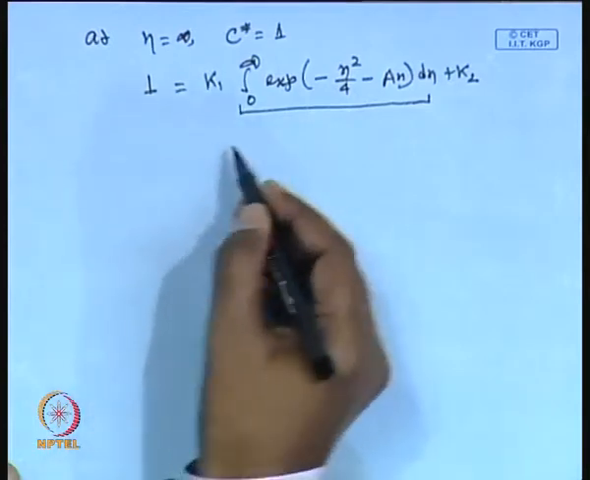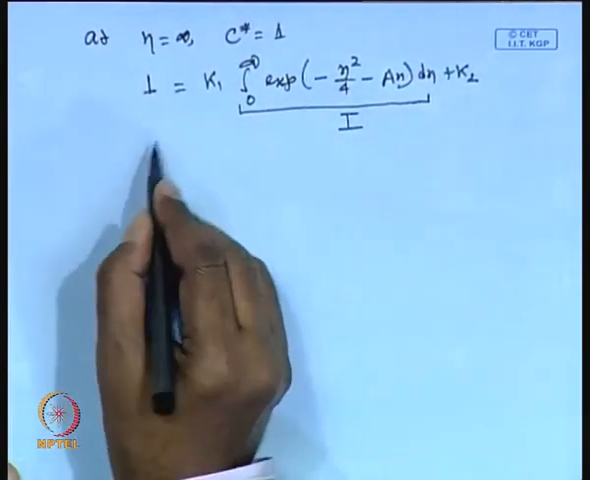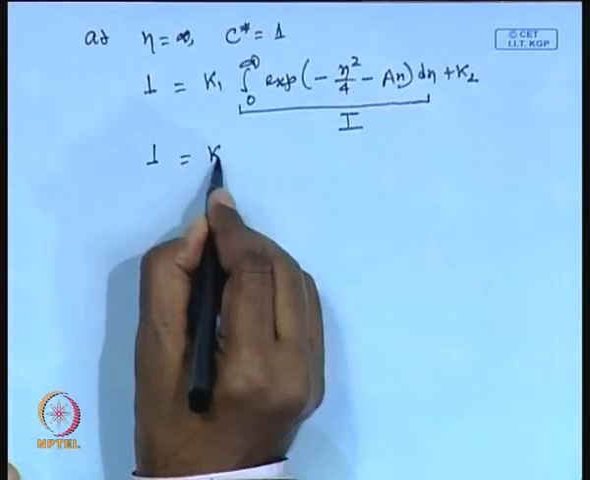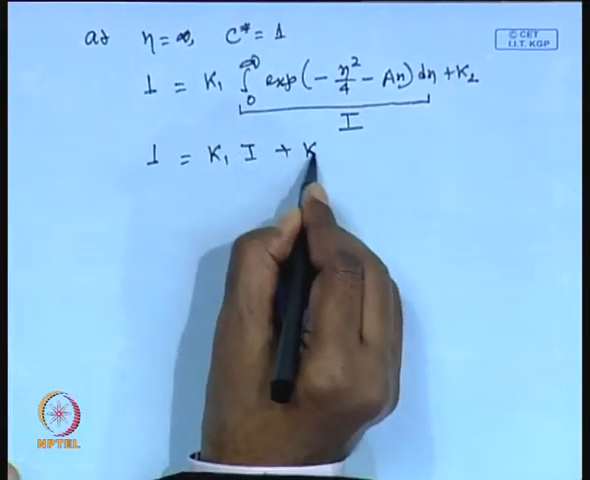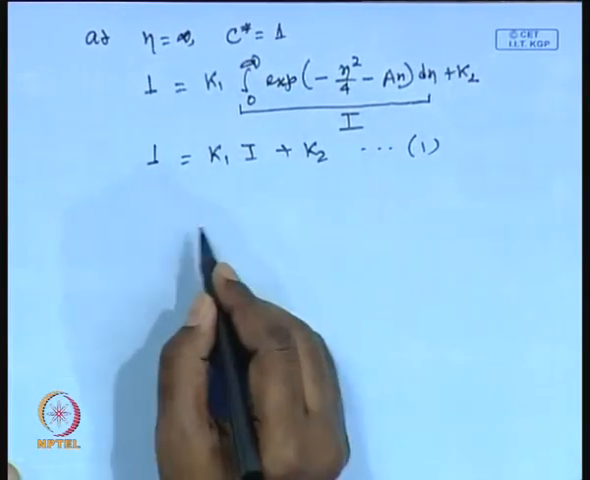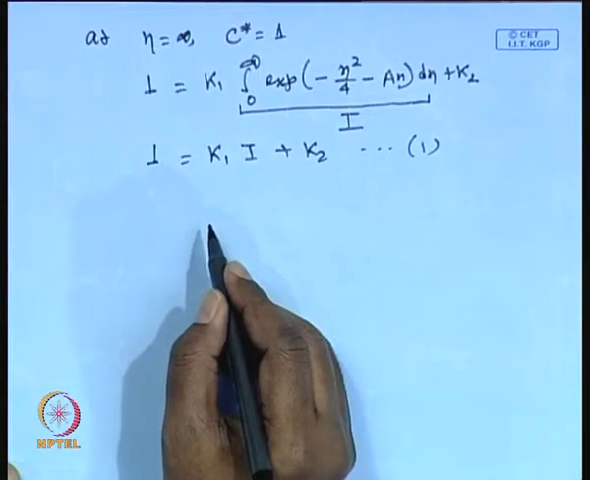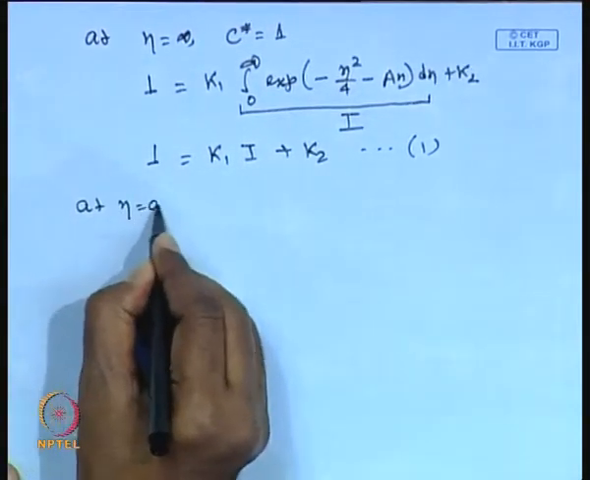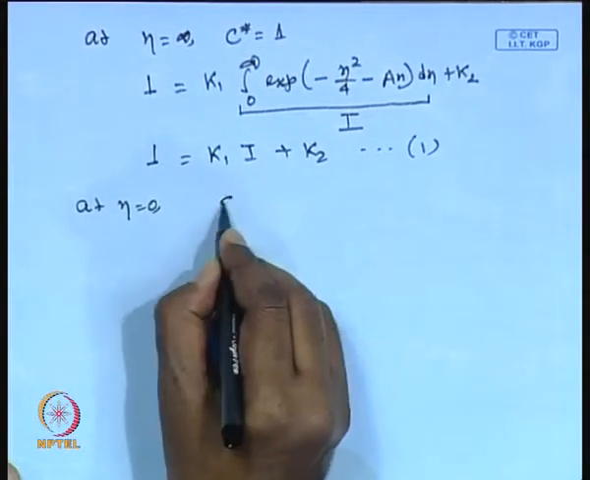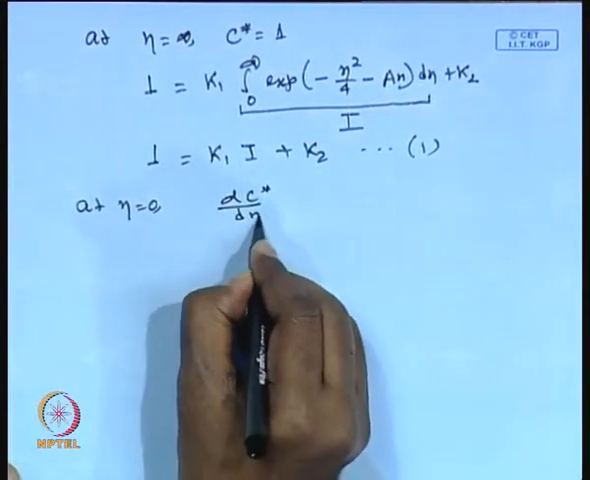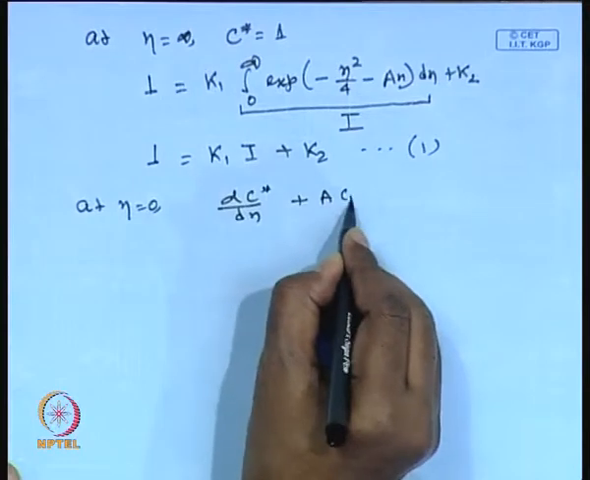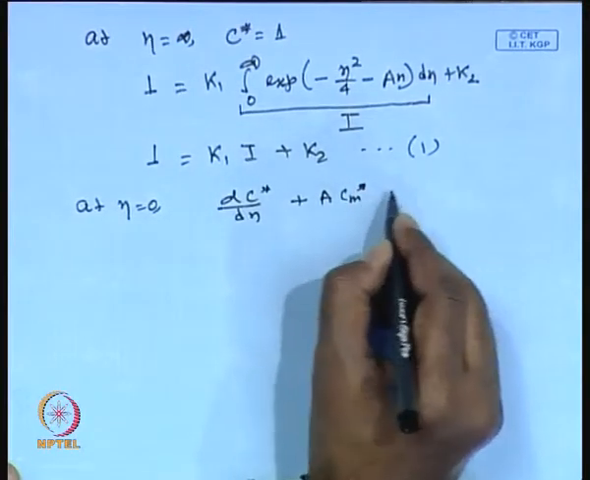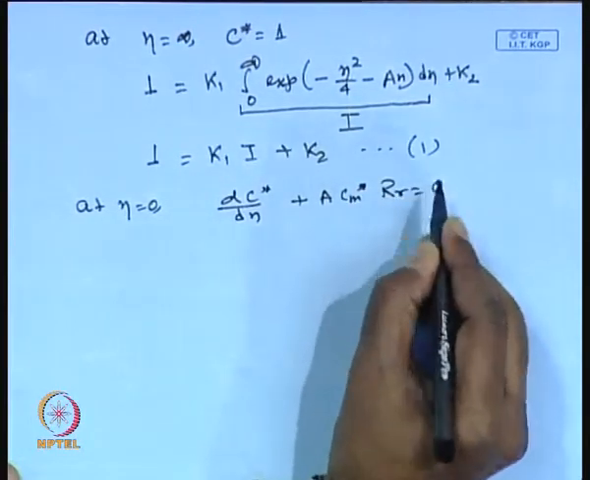Okay. So, let us indicate this integral as I. So, this becomes k1 I plus k2. This is equation number 1. Then we put the other boundary condition. The other boundary condition was at eta equal to 0, you had dc star d eta plus a cm star rr is equal to 0.